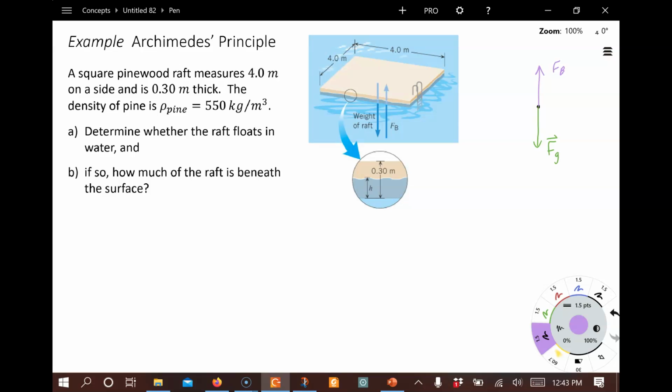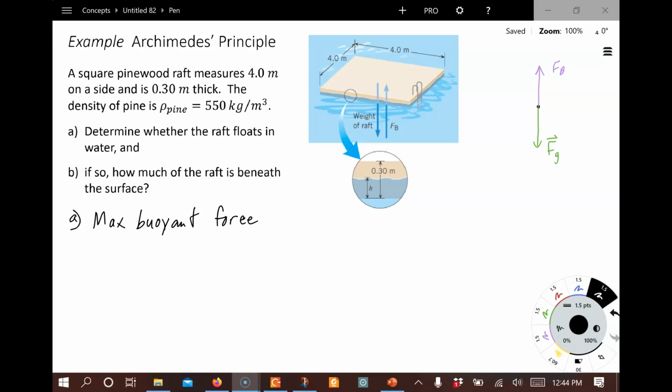And so we have to ask ourselves, what's the maximum buoyant force that we can have, right? If the maximum buoyant force is less than the gravitational force, it's not going to float, right? However, if the maximum buoyant force exceeds the gravitational force, or at least equals it, then that object can float. So for part A, let's figure out how we can determine the maximum buoyant force.